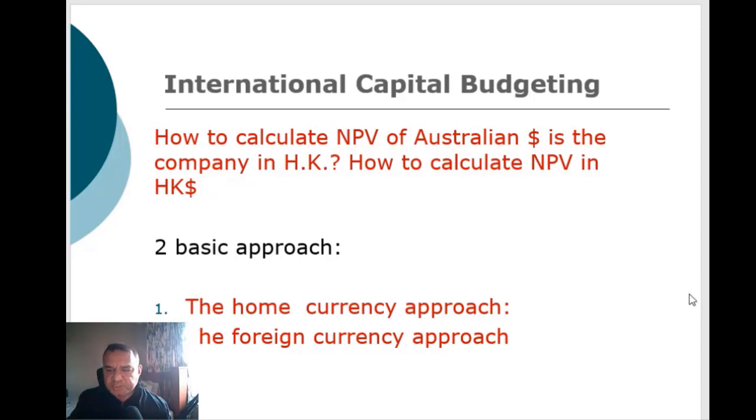So what is international capital budgeting? For example, an Australian company has a subsidiary in Hong Kong. How will we calculate NPV in Australian dollars, and how will we calculate the NPV in Hong Kong dollars as well? So we need to calculate using both the home currency and the foreign currency approach in order to do the international capital budgeting.